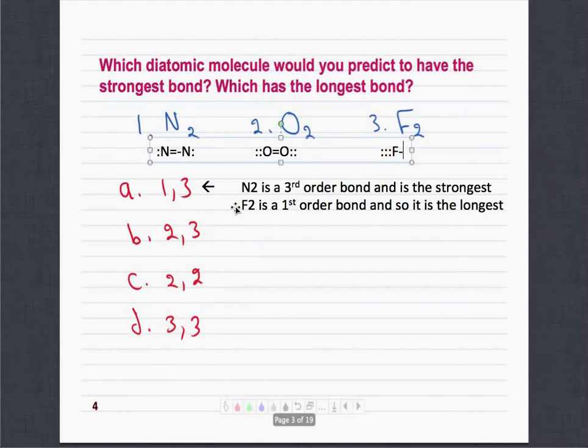We know as the bond order increases, the strength of the bond is the highest. So this is going to have the highest, the strongest bond, which means the highest bond dissociation energy. While the one with the lowest bond order is going to be the longest. So this is going to be the longest bond, and definitely this is the shortest, which makes A the right answer, because N2 is the strongest and F2, with 1, is the longest.